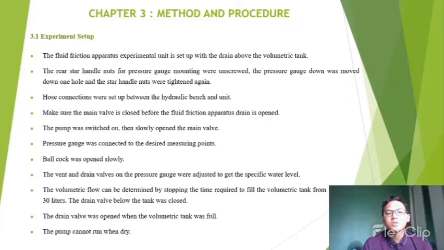The pump was switched on, then the main valve was slowly opened. The pressure gauge was connected to the desired measuring points. The ball valve was opened slowly. The feed and drain valves on the pressure gauge were adjusted to get the specific water level. The volumetric flow can be determined by timing how long it takes to fill the volumetric tank to 10, 20 or 30 liters. The drain valve below the tank was closed. The drain valve was opened when the volumetric tank was full. Last but not least, the pump cannot run when dry.